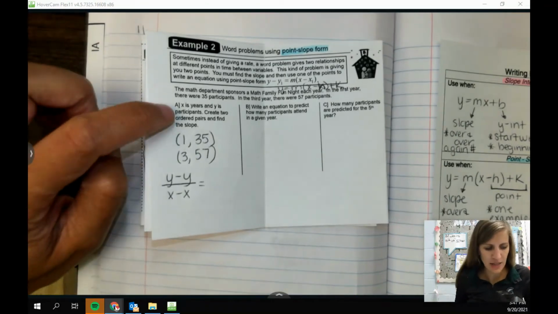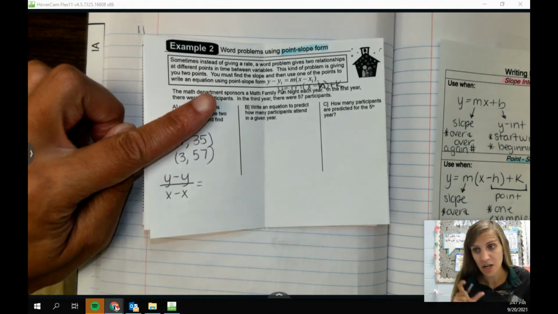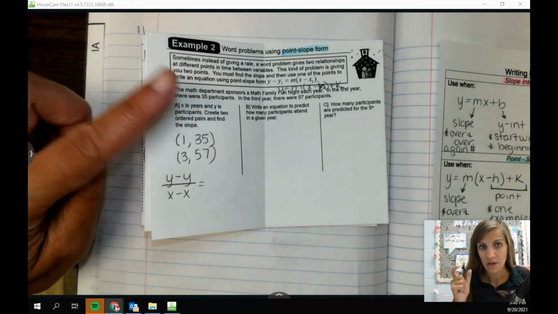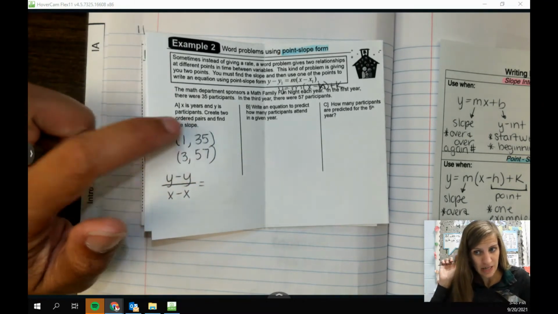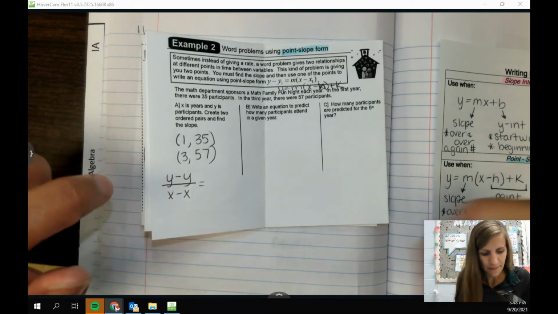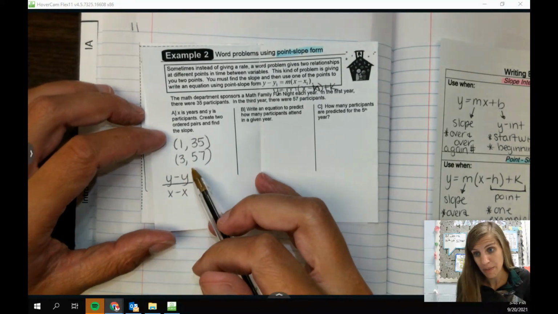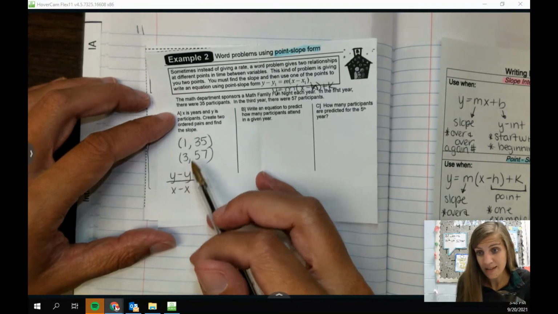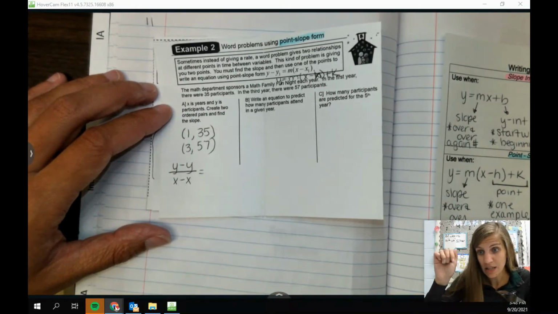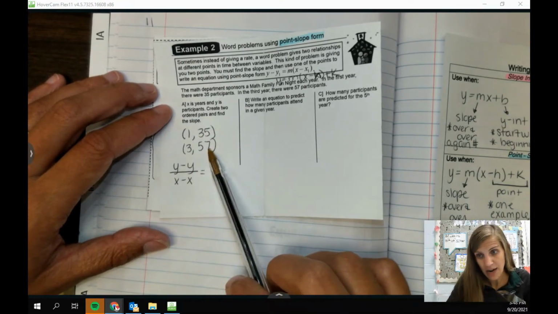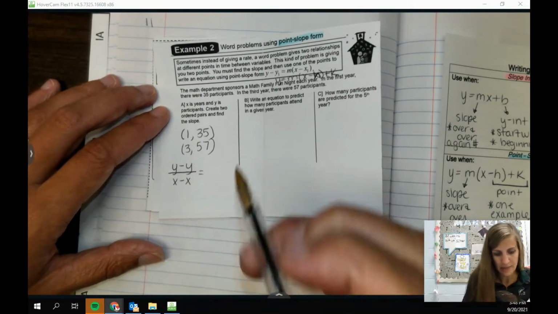But if we read a little bit more carefully, I can say that X is years and Y is participants. And so really what I have here are 2 pairs of things. So like 2 ordered pairs. Where in the first year, I had 35 participants, so they kind of order up and pair together. And in the third year, I had 57 participants, so they order up and pair together. And that's helpful because if I have 2 points, then I can find the slope. Normally, we talked about graphing and counting like rise, run, but this is a lot to graph. So instead, we can use our formula, which was y minus y over x minus x.